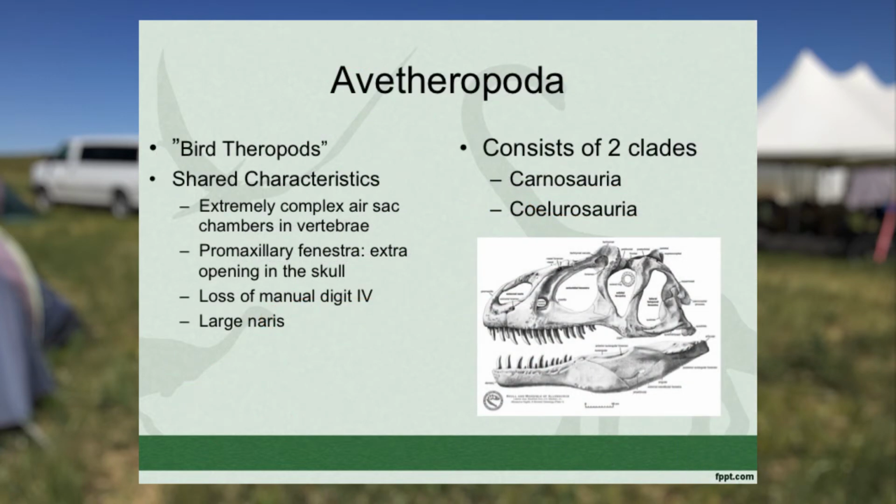All right, so these are the bird theropods. We're starting to look bird-like. Share characteristics, extremely complex air sac chambers in the vertebrae. So more hollowing of the bones. Lightweight, but still rigid enough to be of use. Promaxillary fenestra, so an extra fenestral opening in the skull. This picture, I just noticed, actually doesn't show it. But it would be right here in the bottom, and I'll show you on one of the next slides. Yes? That's a theropod. Yes, it's not the right picture, thank you.